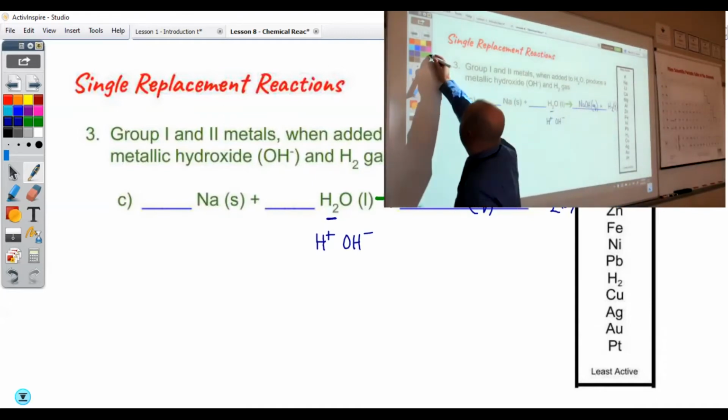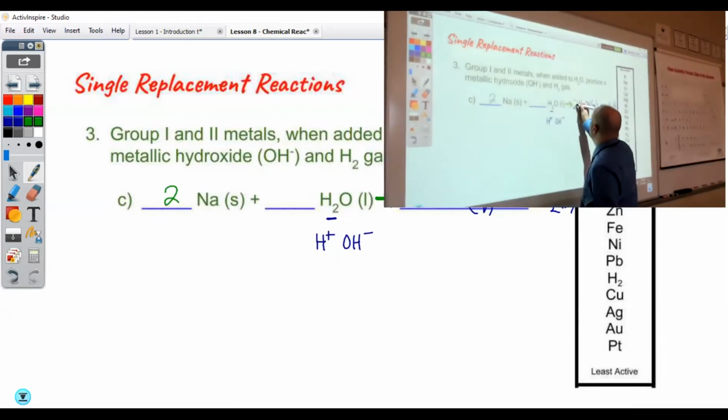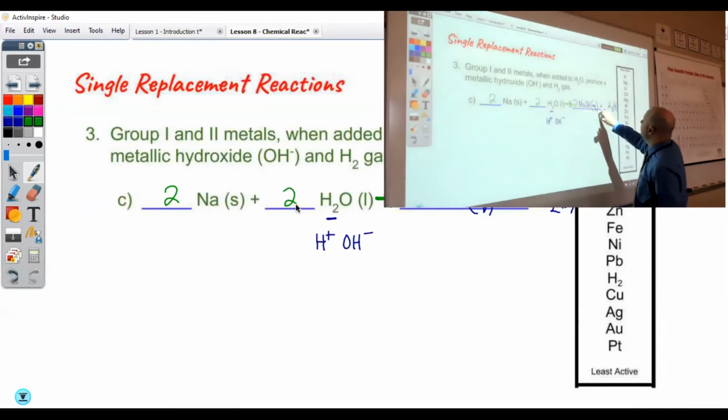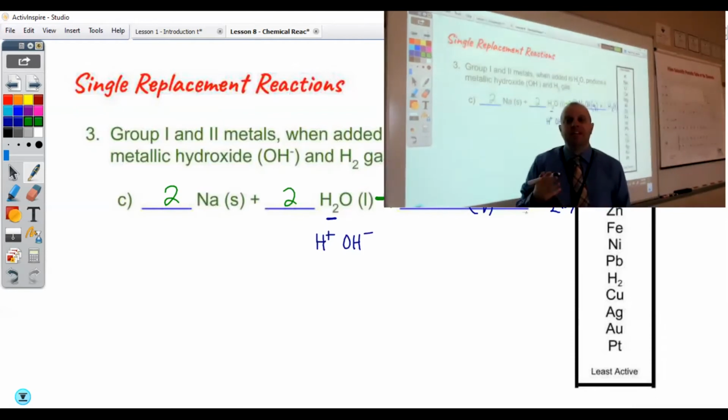Balancing this equation, we're going to get 2 sodiums, 2 waters, so we have 4 hydrogens, 2 hydrogens here plus 2 more, so we have 4. 2 oxygens, 2 oxygens. This same reaction could take place for an element that is in group 2.